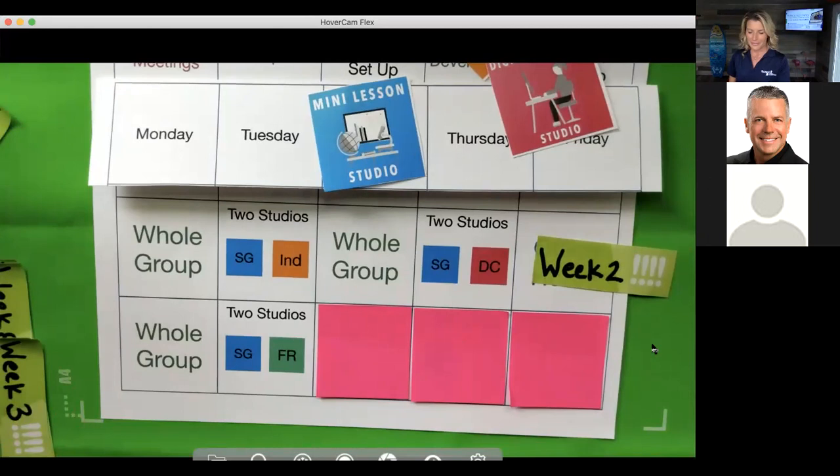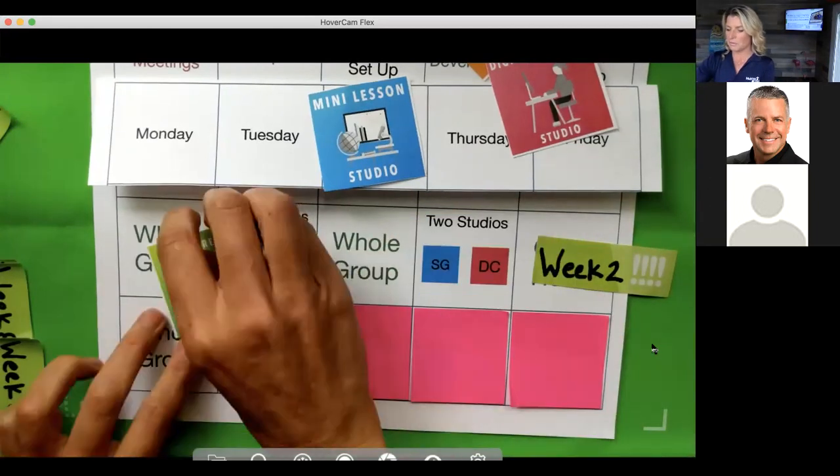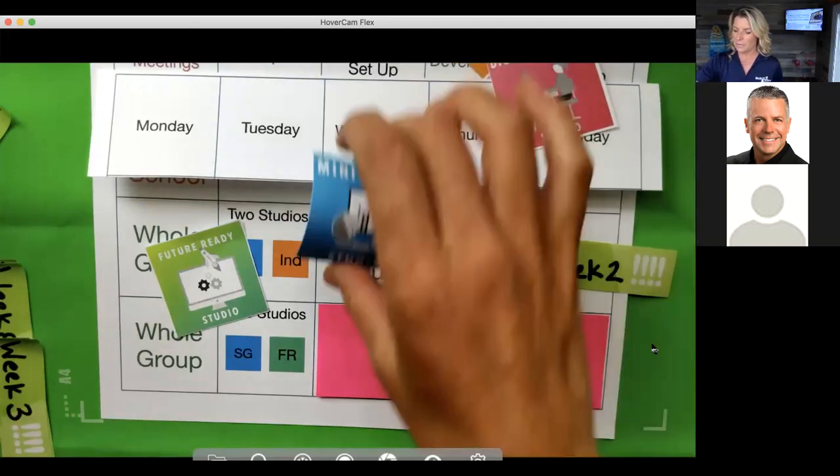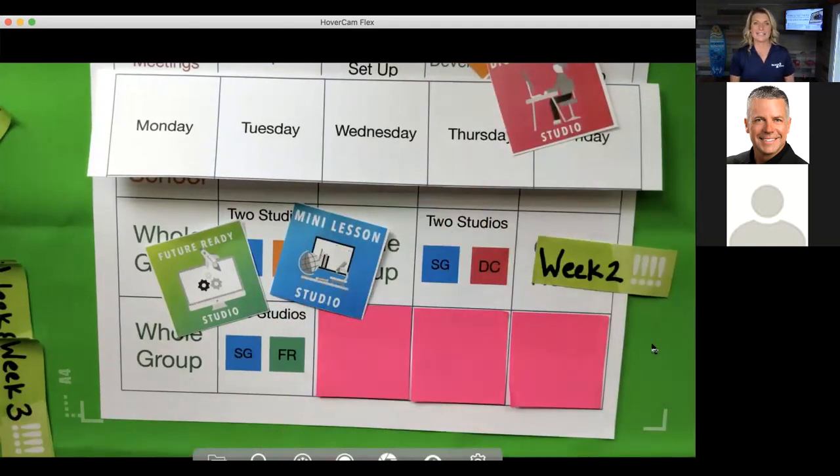Uh-oh, we have future ready. Future ready means that they're going to do a mini lesson, and they're going to do something hands-on. We're in a virtual world, so what would that look like? Maybe if I go back to that 2nd grade lesson, and we're talking about odd and even, maybe they videotape themselves counting odd and even.